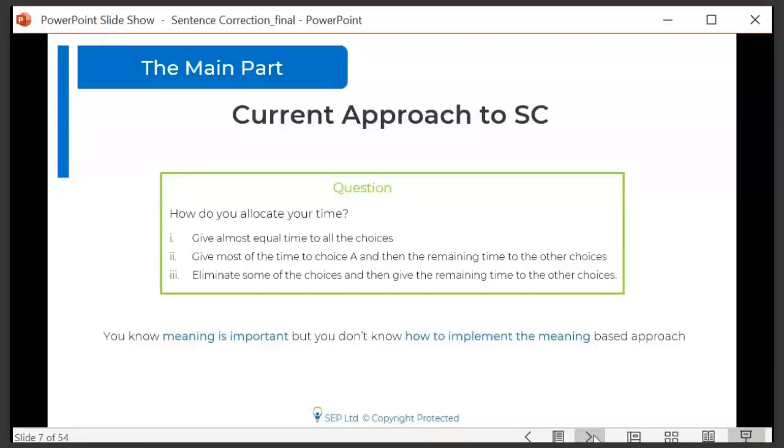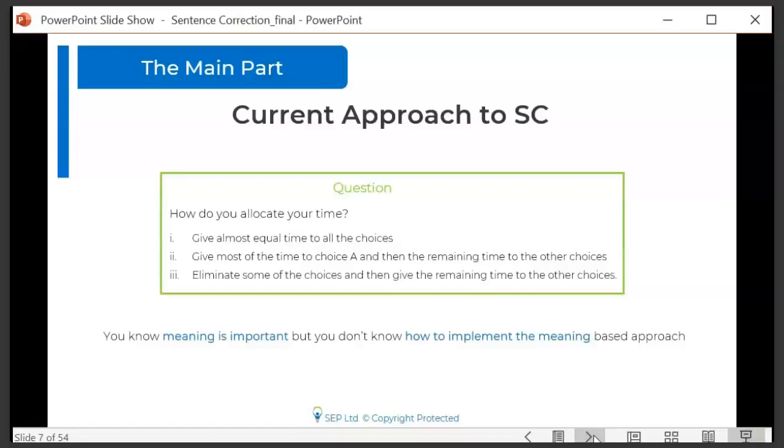So therefore, some of you give equal time to all the choices, and most of you, 80% of you, just go about eliminating some of the choices. Now, the basic agenda of this session will be to help you understand this meaning-based approach. What is it? What is this meaning-based approach? What meaning?